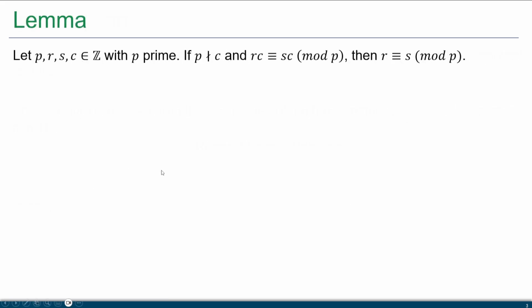So in order to do this, we need the first lemma. So let P, R, S, and C be elements of the integers, and P is prime. Now, if P does not divide C, and RC is congruent to SC mod P, then what has to be true is R is congruent to S mod P. So let's go ahead and let's prove this one here.